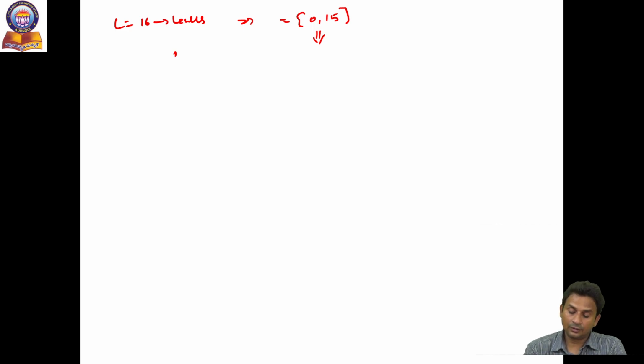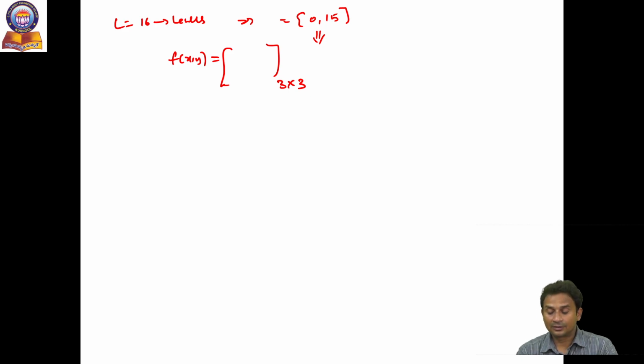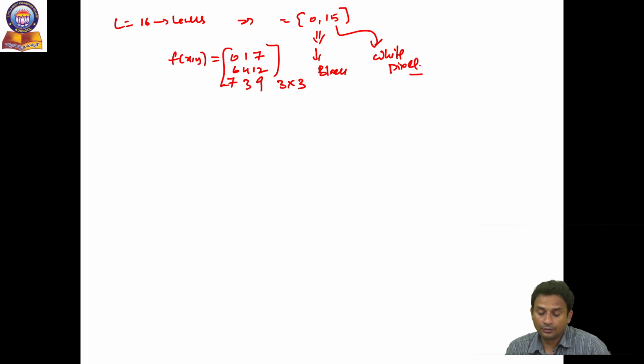If you take an image f(x,y) where the number of rows and columns is only 3 by 3, and since the grayscale is divided into 16 levels, a pixel can have numbers from 0 to 15: 0, 1, 7, 6, 4, 12, 7, 3, 9. Here the pixel value 0 represents a black pixel, the pixel value 15 represents a white pixel, and the values between 0 and 15 represent different shades of gray.